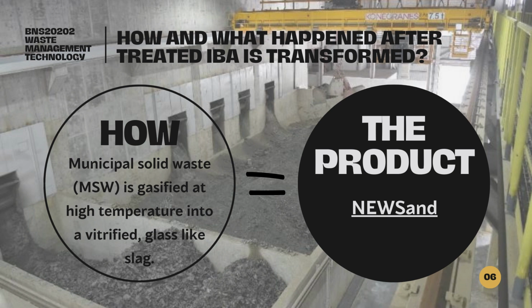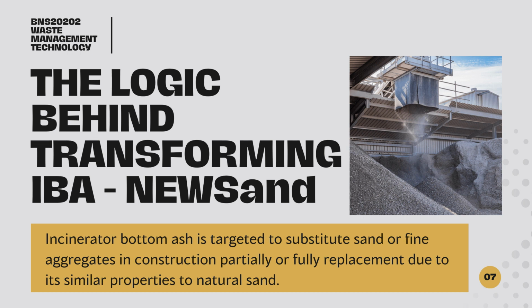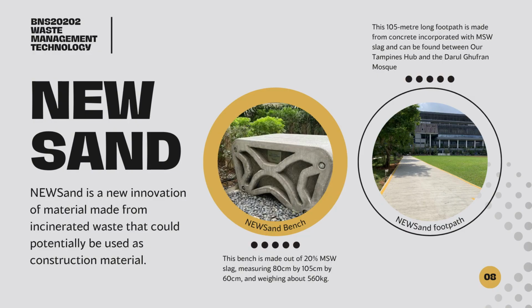How and what happens after treated IBA is transformed? If you are wondering how, municipal solid waste is gasified at high temperature into a vitrified glass-like slag. This equals the product, which is NEWSand. Some of you might be wondering what the correlation of IBA with NEWSand is. Here is the logic behind transforming IBA into NEWSand. Incinerator bottom ash is targeted to substitute sand or fine aggregates in construction, partially or fully, due to its similar properties to natural sand. Hence the name.